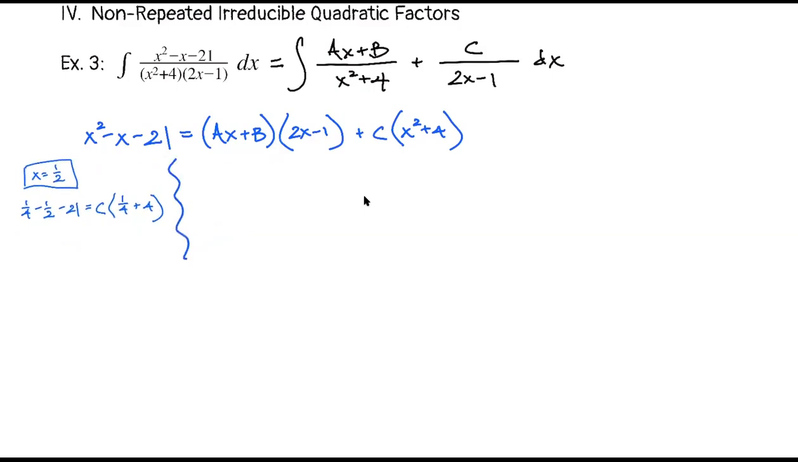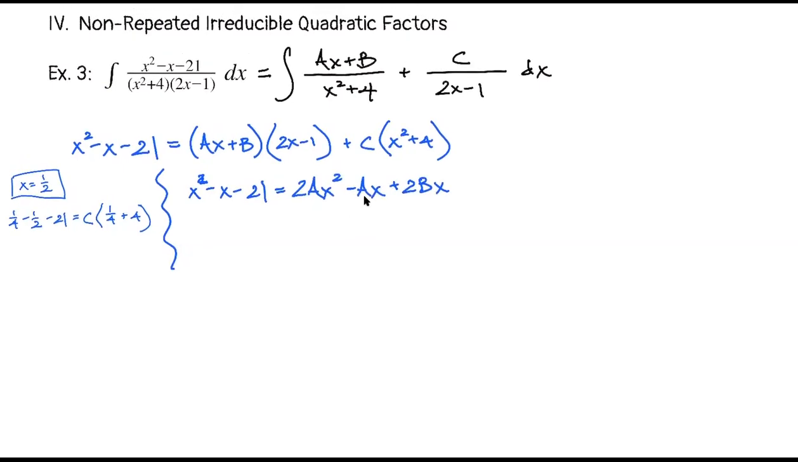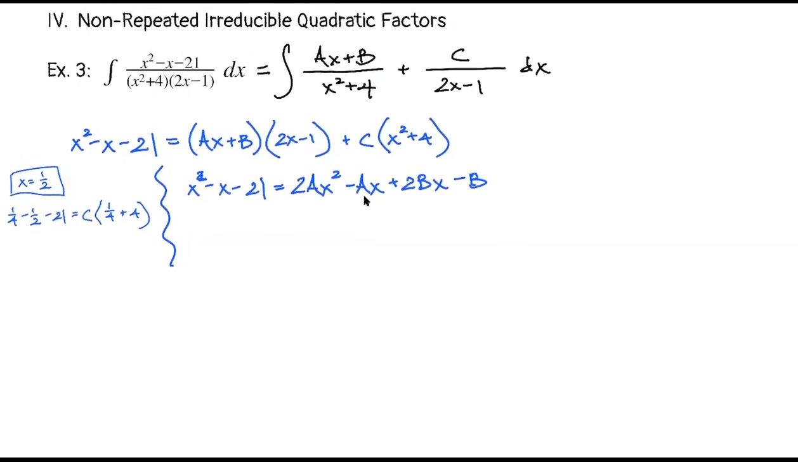For this problem, though, I'm going to revisit the other strategy we had, which is where we sort of FOIL everything out and then make some mini equations and see if that might help me avoid working with fractions a little bit, okay? So when I do that, I get x squared minus x minus 21 equals 2ax squared minus ax plus 2bx minus b plus cx squared plus 4c.